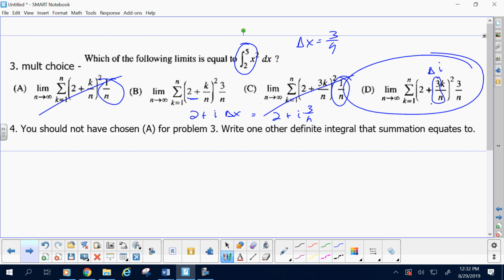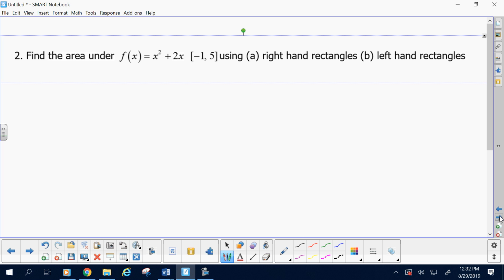You want to match the delta, and that scratches A and D, and then you want to say, all right, I know that the inside is f at the starting point plus some number of delta x's. And in this case, I know that to be 3 over n's. Okay. And then do we need to go over 4? Okay. Anybody need 2? Yes. 2 is, yes.